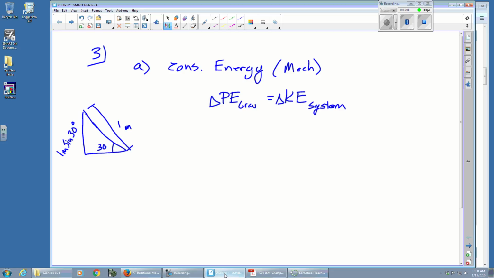So we've got mgh equals the kinetic energy of the box, which is going to be translational kinetic energy, and the rotational kinetic energy of the cylinder. And that's going to be purely rotational since it's not moving translationally, just like the box will be just translational kinetic energy since it's not moving rotationally.